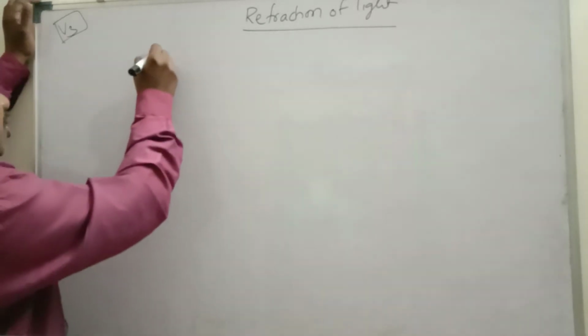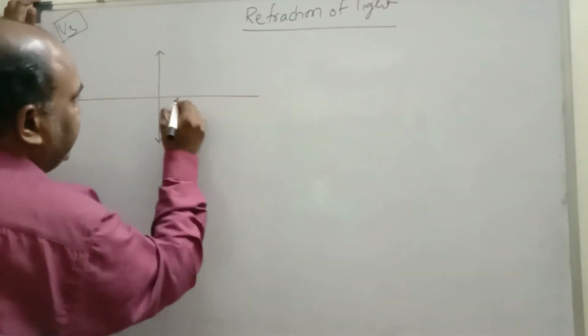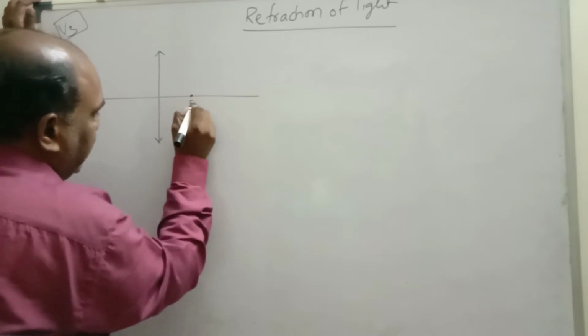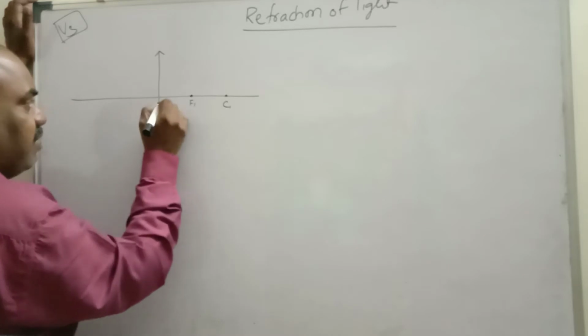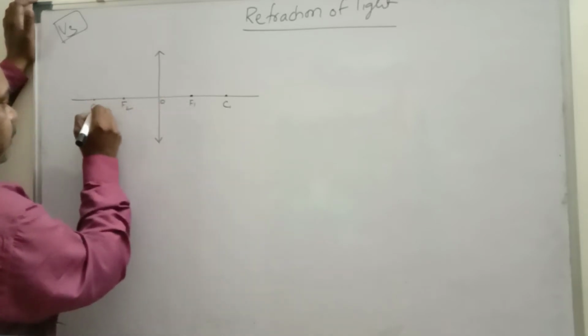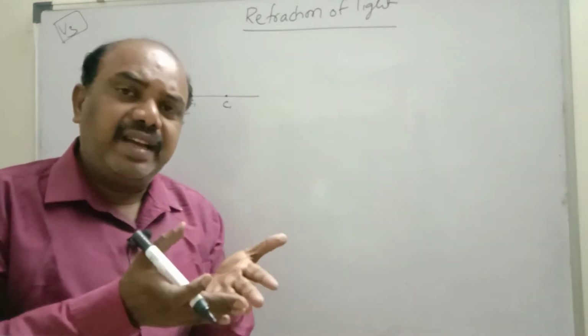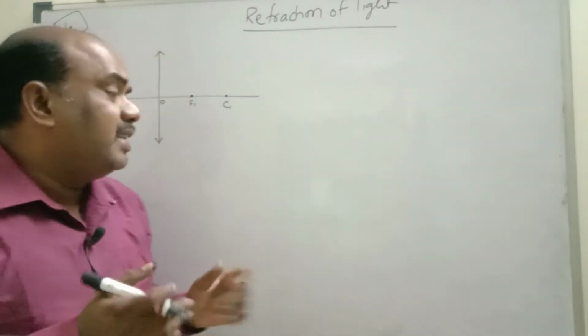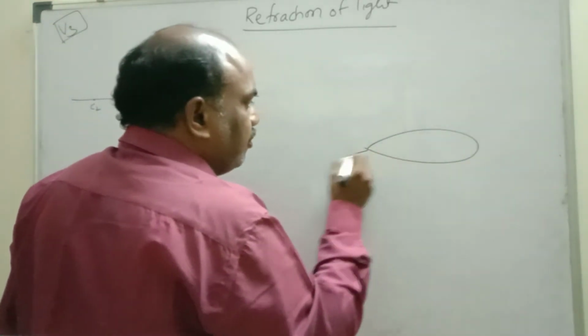Now this is the convex lens. This is the focus, F1. This is C1. You can also call it the principal focus. Why are we calling it the principal focus? I will tell you. This is F2. This is C2. This convex lens is nothing but a magnifying lens. In childhood we played with the lens. No, this is the convex lens. A convex lens looks like this.